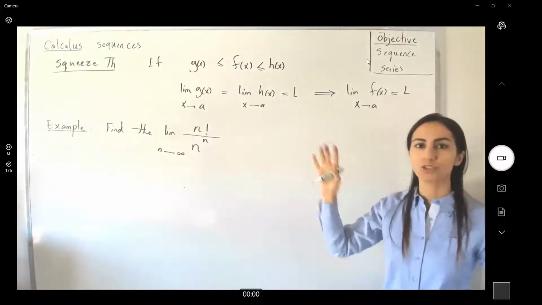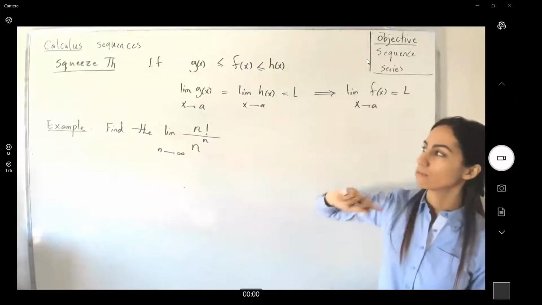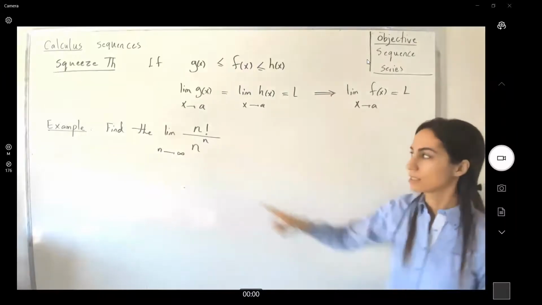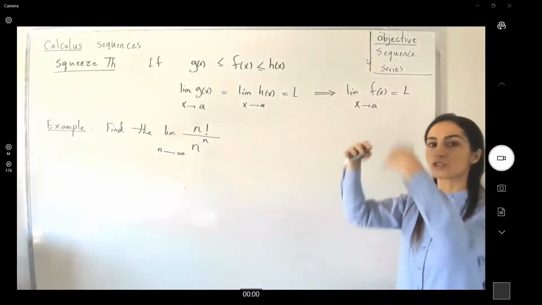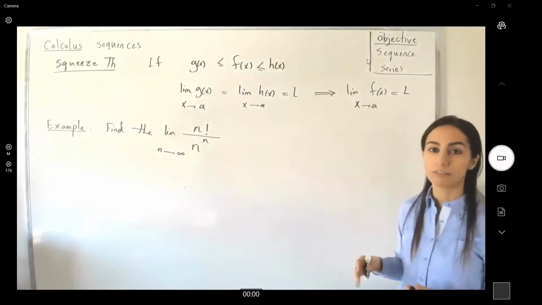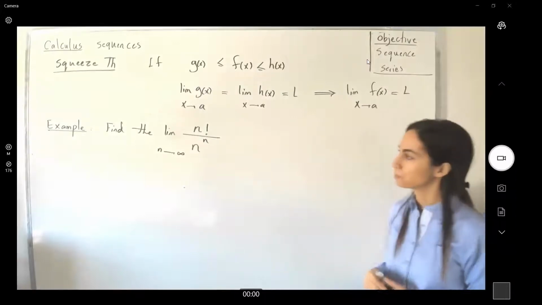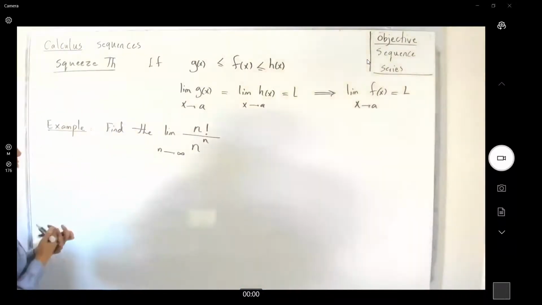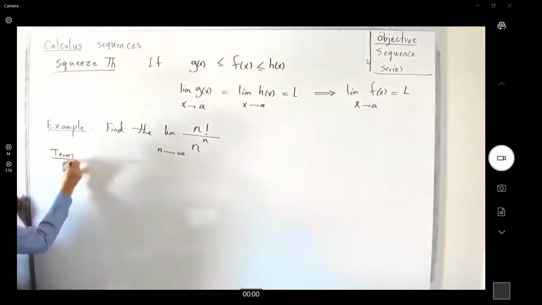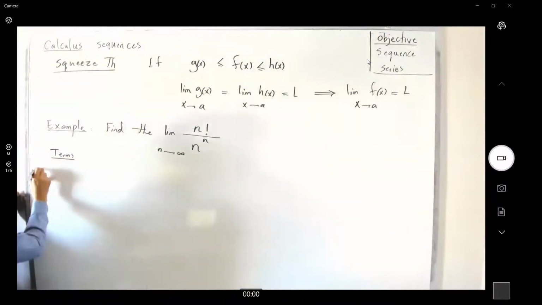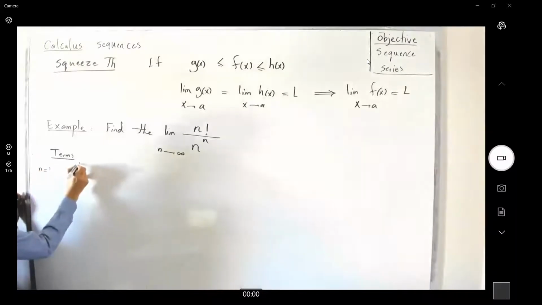By just using intuition and what we learned in elementary calculus, n to the n goes faster to infinity than n factorial, so you have a quantity divided by infinity, which is 0. Now let's take a look at the algebra. Some terms. What are the terms of this sequence? N is equal to 1. What do we have? We have n factorial.